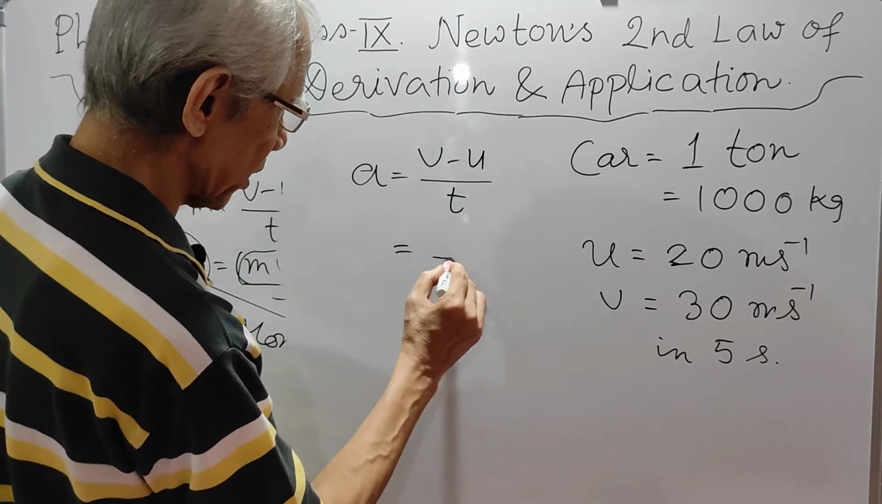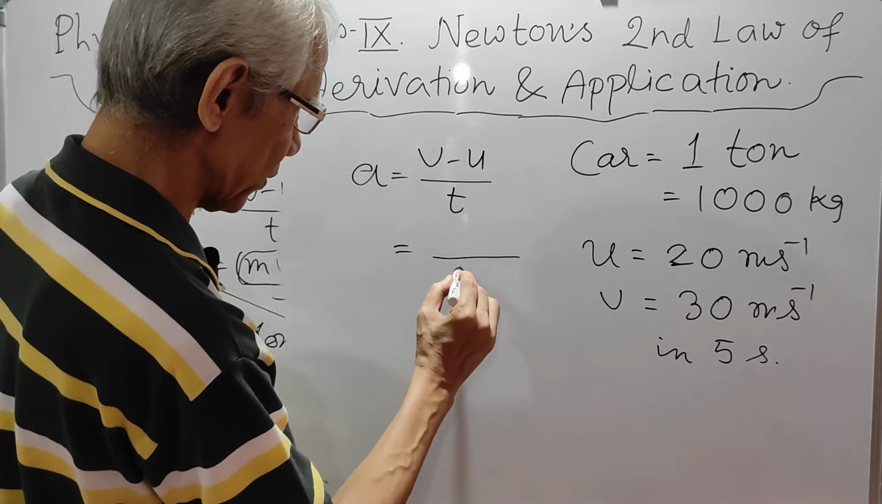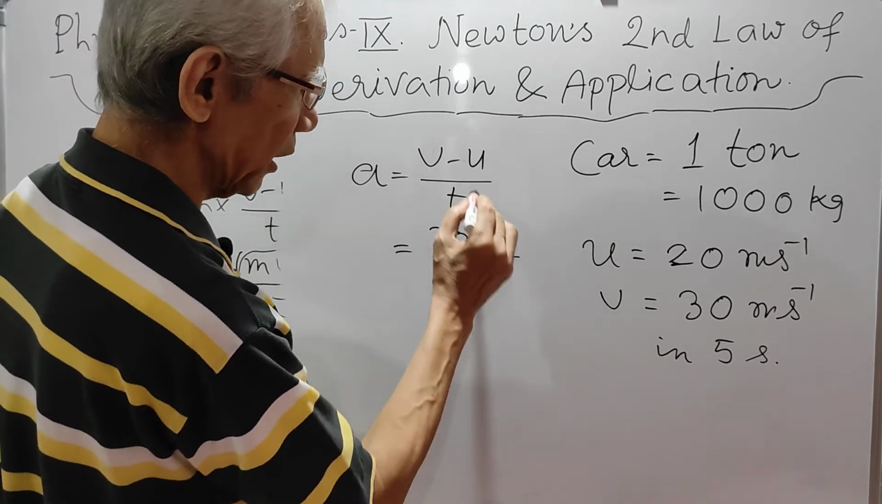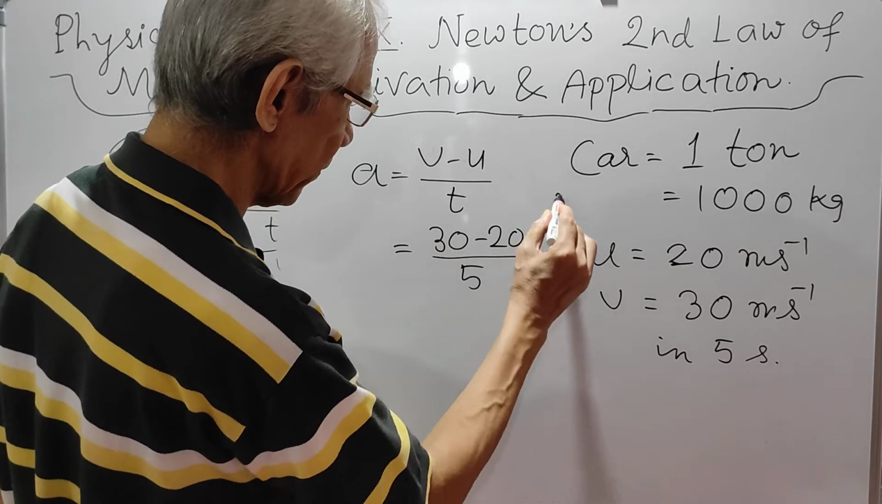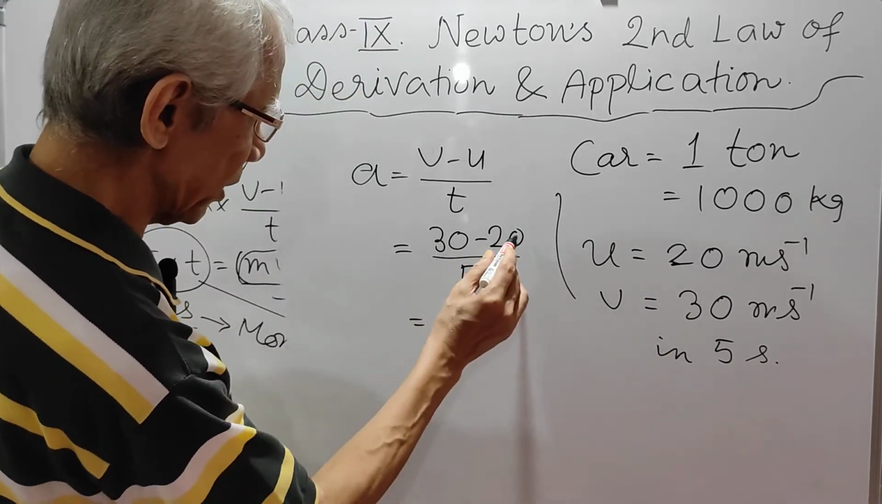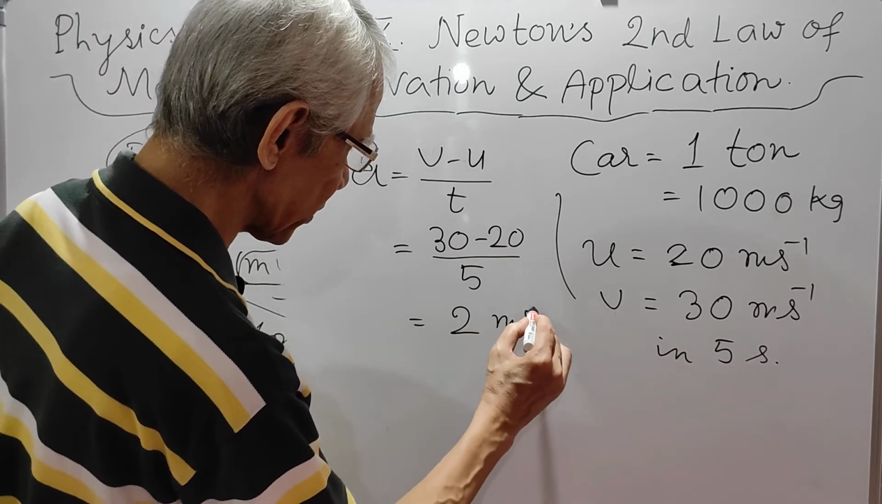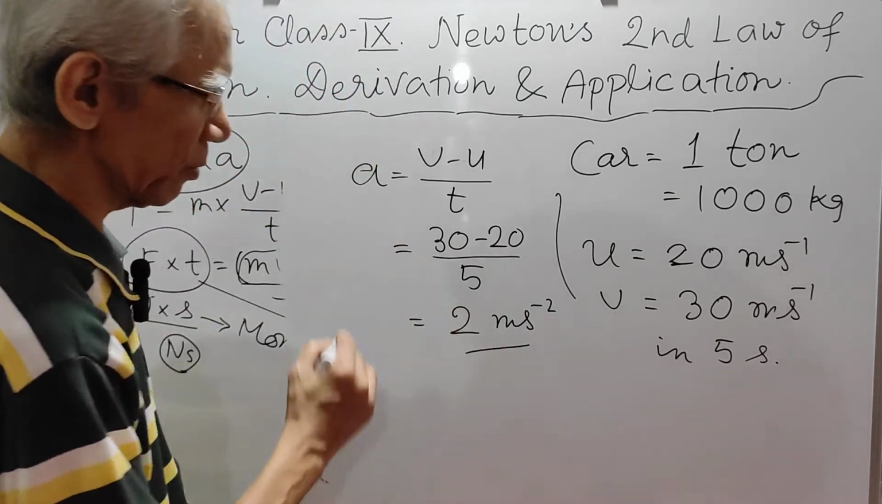So acceleration of the car. Time is 5 seconds, v is 30, and u is 20. Therefore, what is 30 minus 20? 10. 10 by 5 is 2. So 2 meter per second square. This is the acceleration of the car.